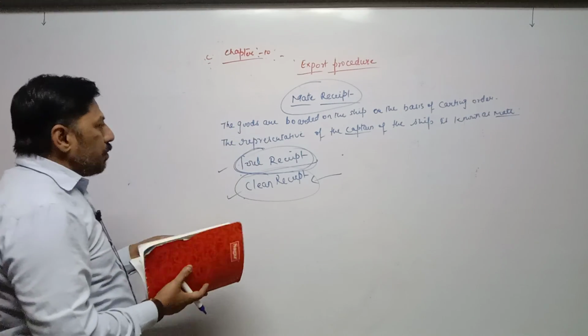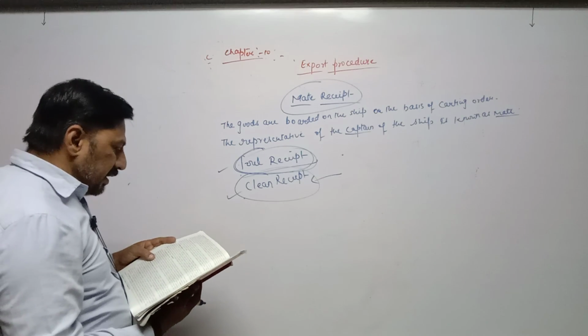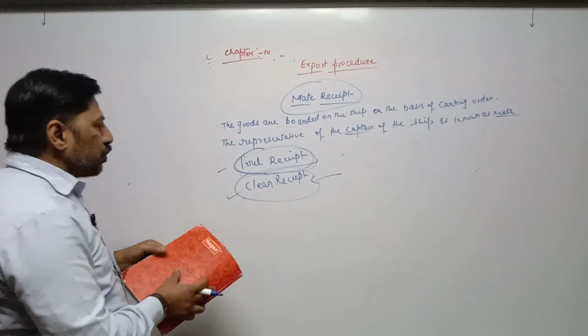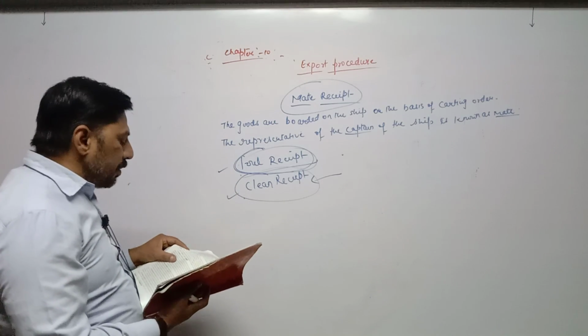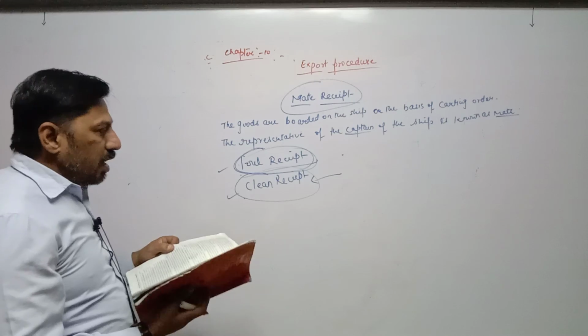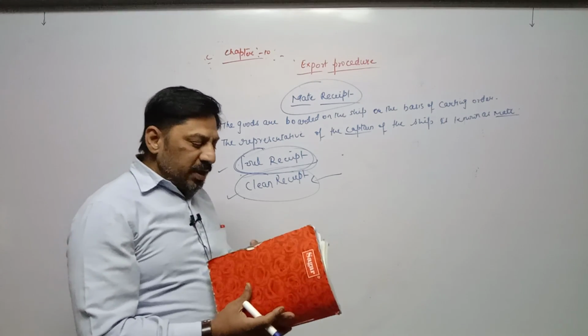And short notes will come on mate receipt. Once again, mate receipt is of two types, foul receipt and clean receipt. Besides this, charter party agreement, export house and cover note. And in this way, this chapter is completed.